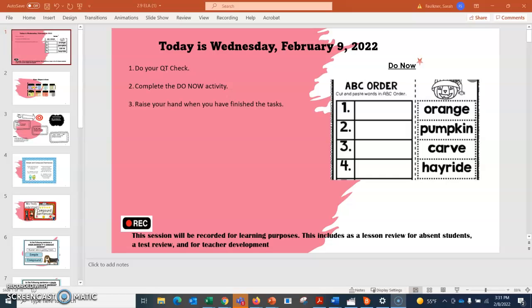The first thing that I like to do is make sure I'm looking at this first letter. This is the letter that matters when we're putting them in alphabetical order. Then I want to look through and see which letter comes first as I'm going through the alphabet. So I could say A, B, C, and I would put carve because I have the word carve that starts with a C.